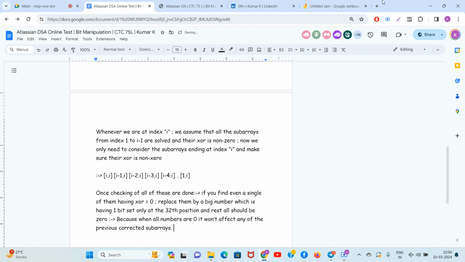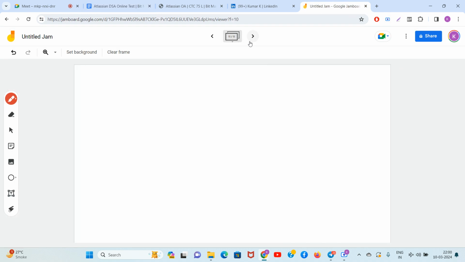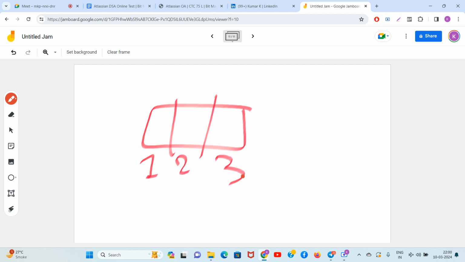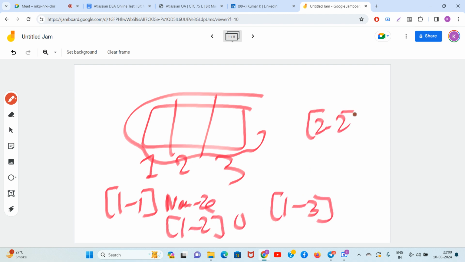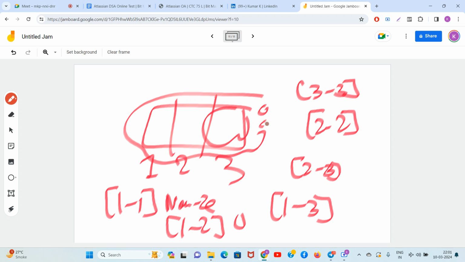Okay, so guys, see, you can use common sense here. You know that 1 2 3, all are non-zero. 1 to 1 also has XOR non-zero. 1 to 2 also has non-zero XOR. 1 to 3 also non-zero. 2 to 2 also non-zero. 2 to 3 also non-zero. 3 to 3 also non-zero. Now, if you merge their end part with 0 0 0, there will be no change.